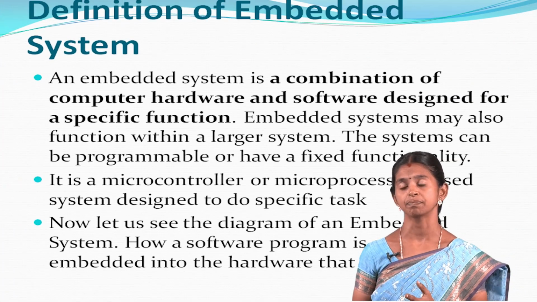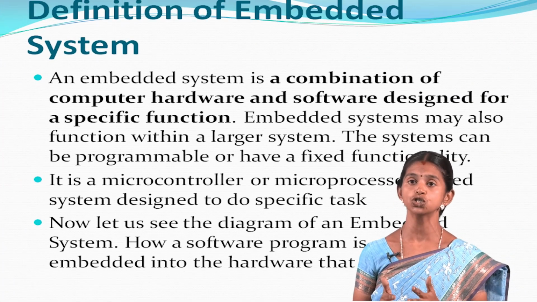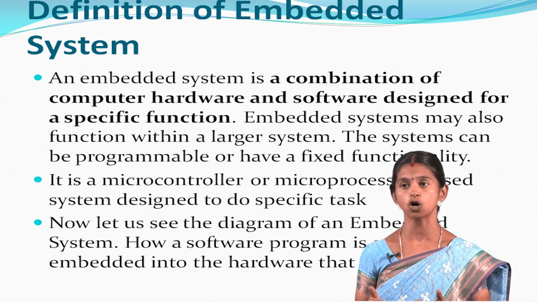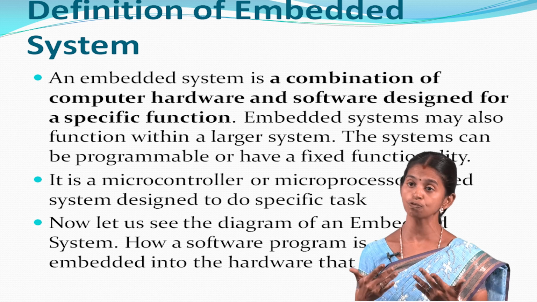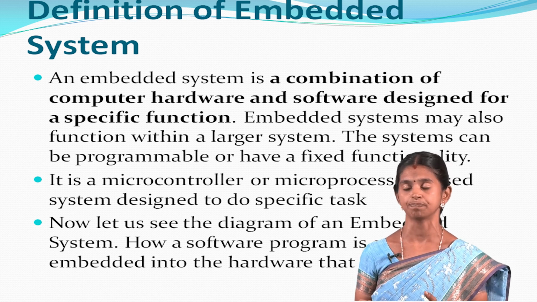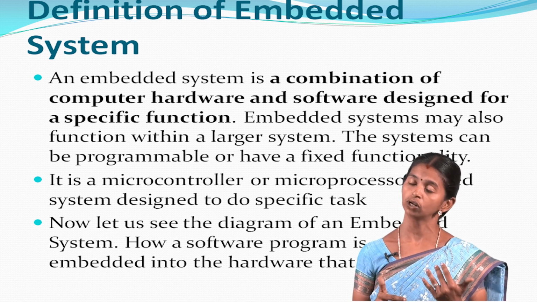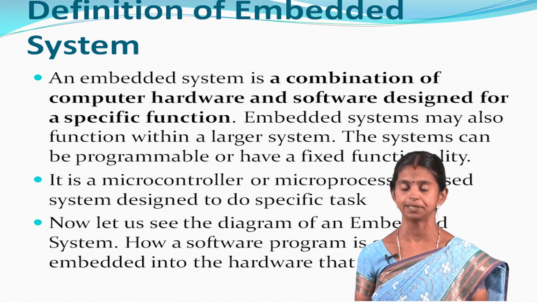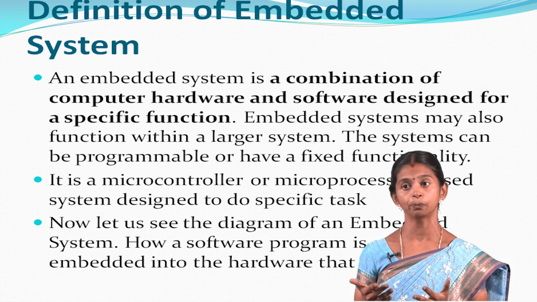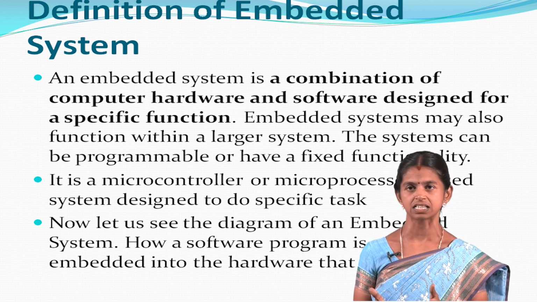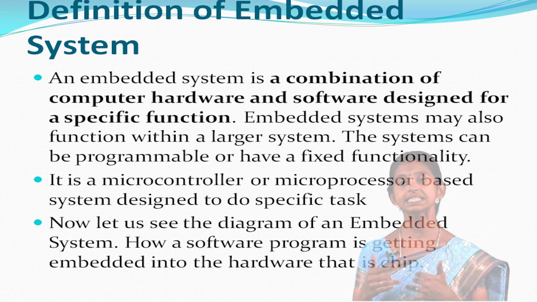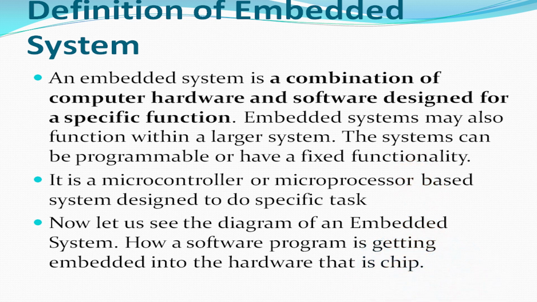Definition of embedded system. An embedded system is a combination of computer hardware and software designed for a specific function. Embedded system may also function within a larger system. The systems can be programmable or have a fixed functionality. It is a microcontroller or microprocessor based system designed to do a specific task. Now let us see the diagram of an embedded system, how a software program is getting embedded into the hardware, that is the chip.